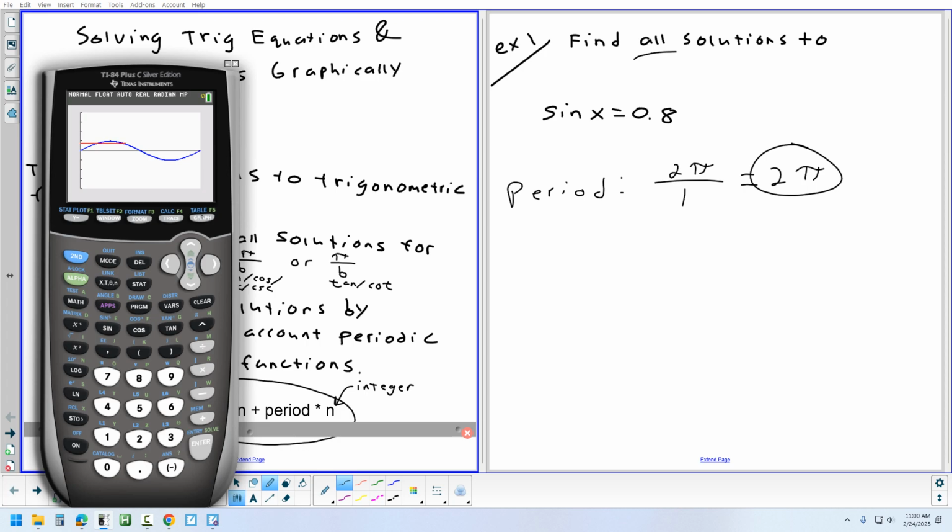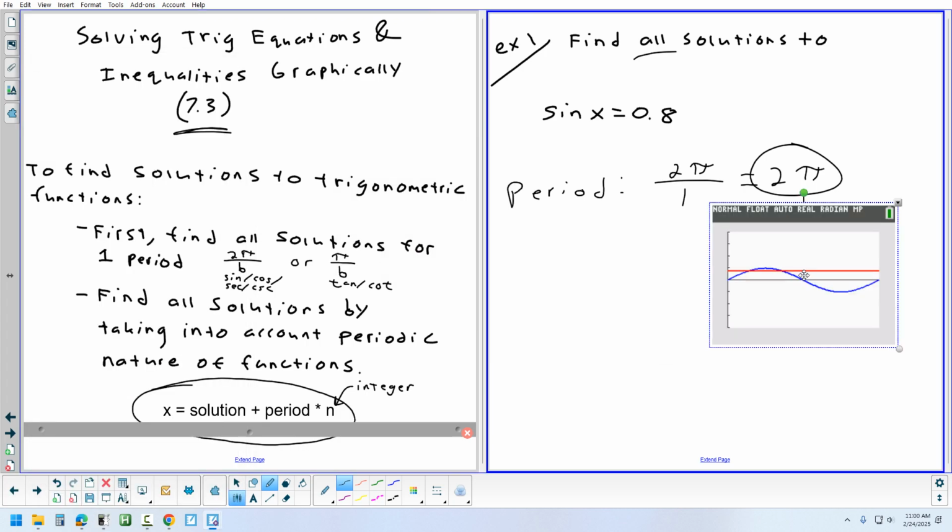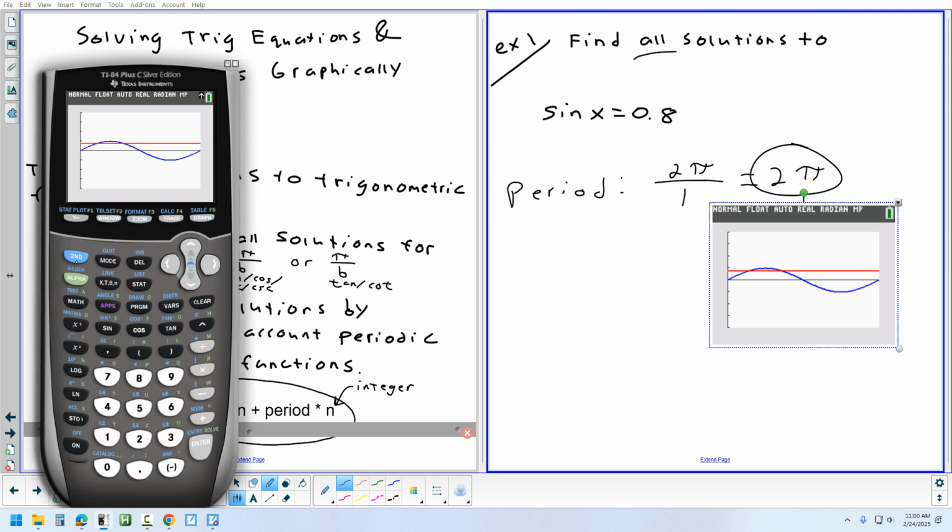All right, and we graph it. How many answers does it look like we get per cycle? 2. Okay, we're going to find each of them. How are we going to find them? The intersection between the blue and the red line. Yep, so we're going to do it as an intersect. Doesn't matter which one we do first, we just need both.